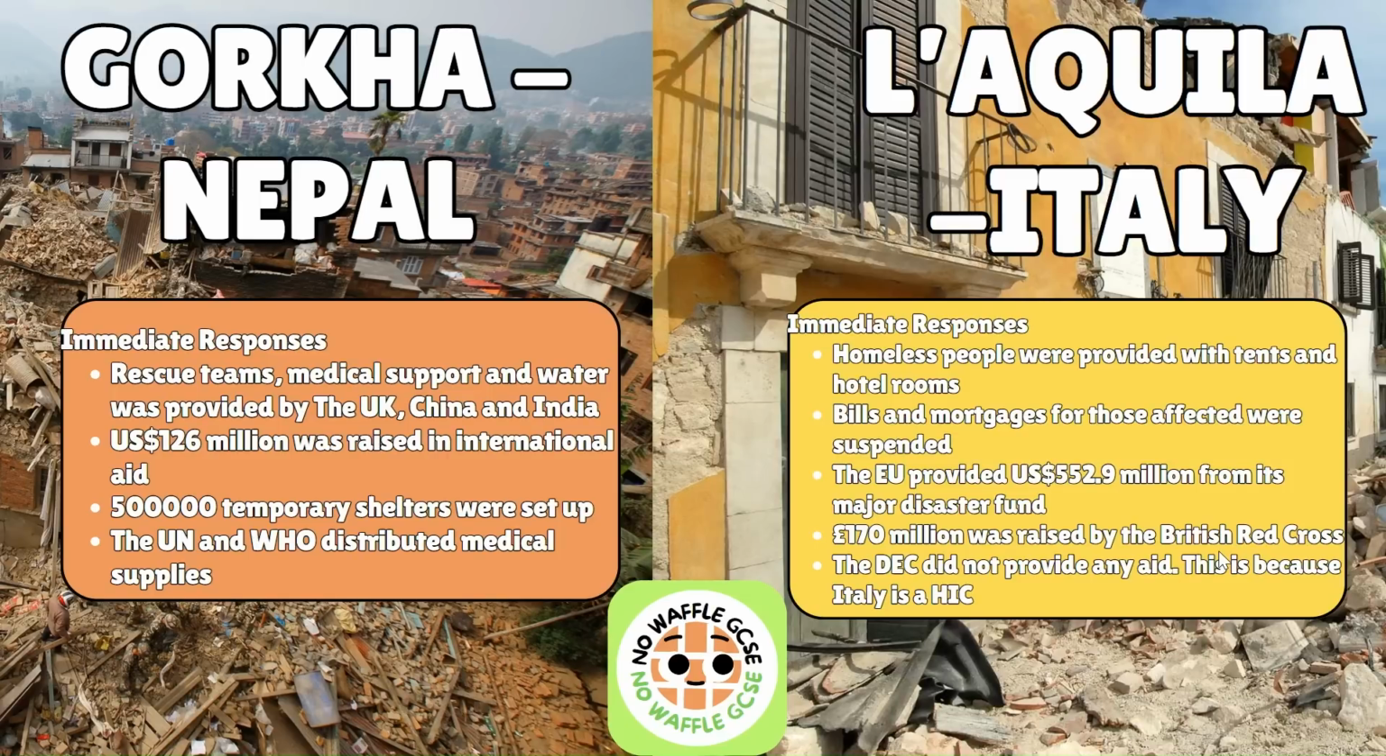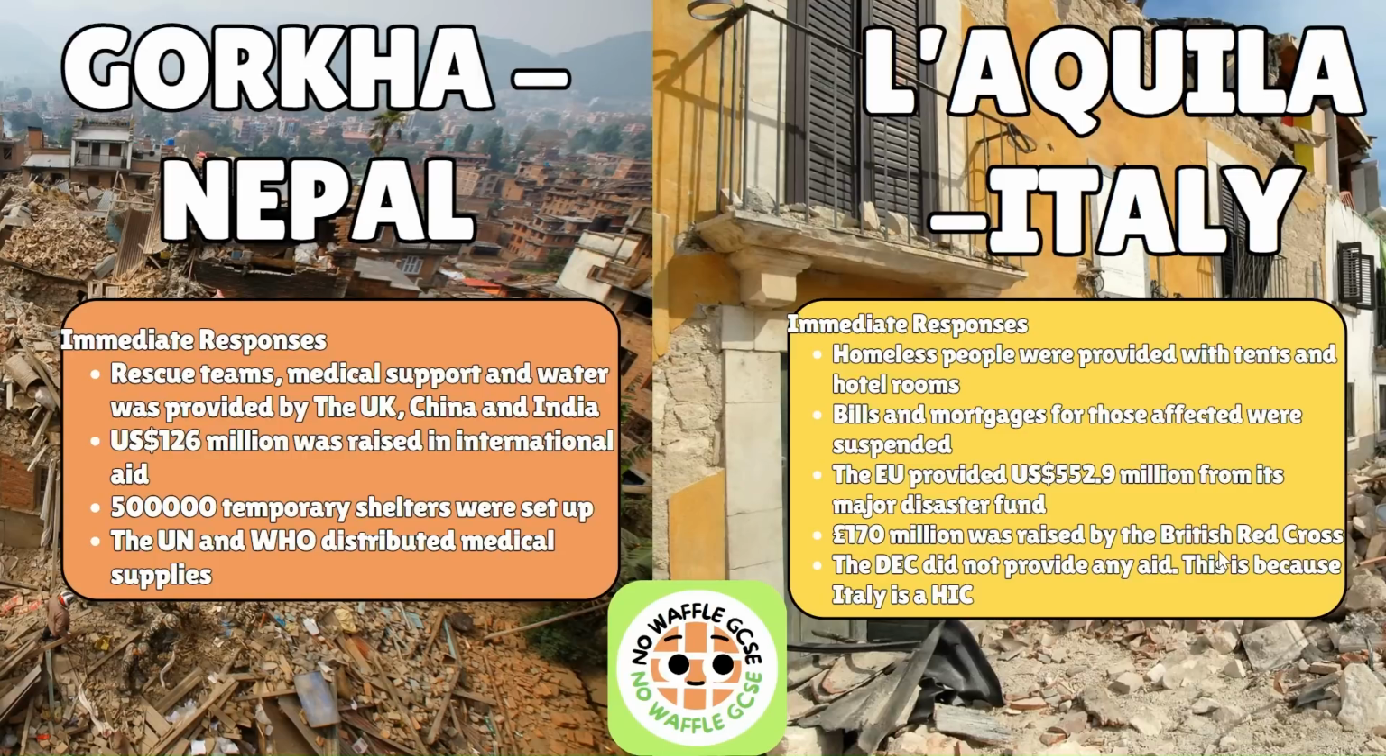Finally, let's look at the responses. So immediate responses in Italy versus Nepal. In Nepal, there were rescue teams, medical support, and water was provided by the UK, China and India. We can see that Italy didn't require as much support from a global standpoint, because in Nepal there was the UN and the World Health Organization assisting and aiding, whereas in Italy there wasn't too much aid because Italy was already a high-income country, so they said that they had enough money to support.